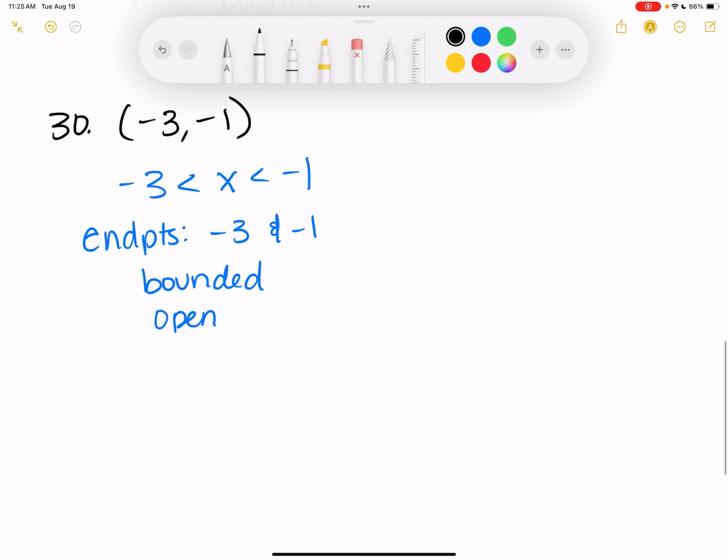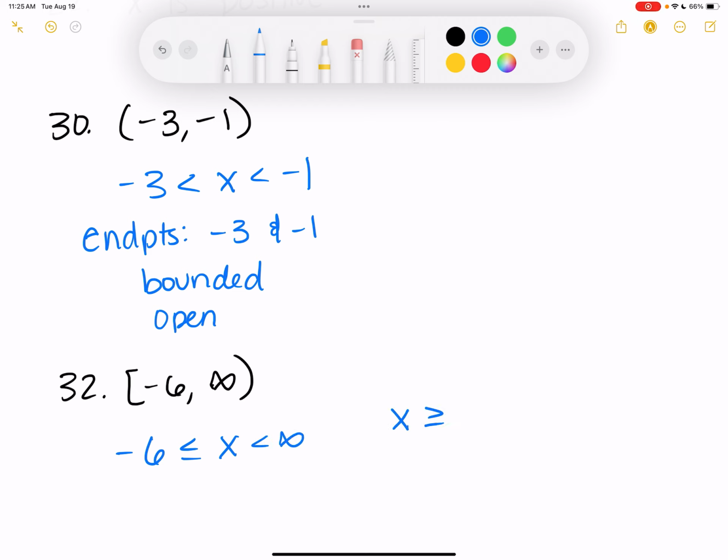32, same instructions here. So 32, we've got bracket -6 to infinity, and that's got a parentheses on it. So how would I write this in inequality notation? -6 is less than or equal to x is less than infinity. Yep. If you also wanted to do it as x is greater than or equal to -6, that would also be acceptable. But either way is fine.